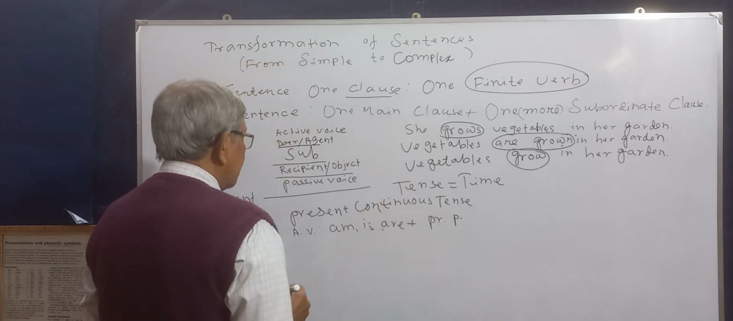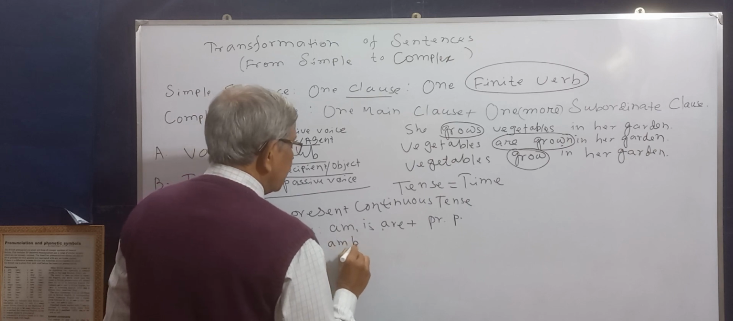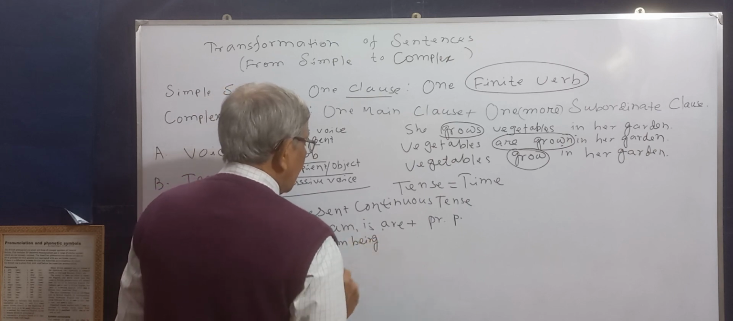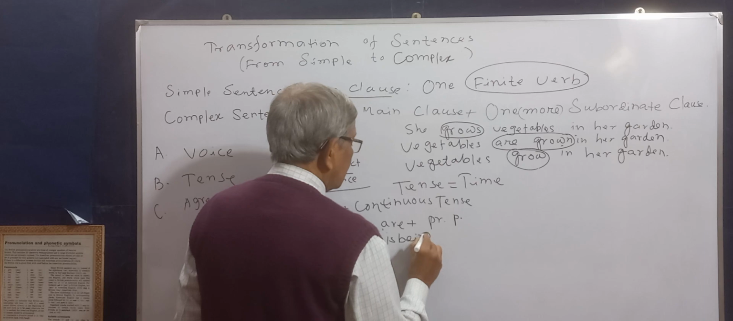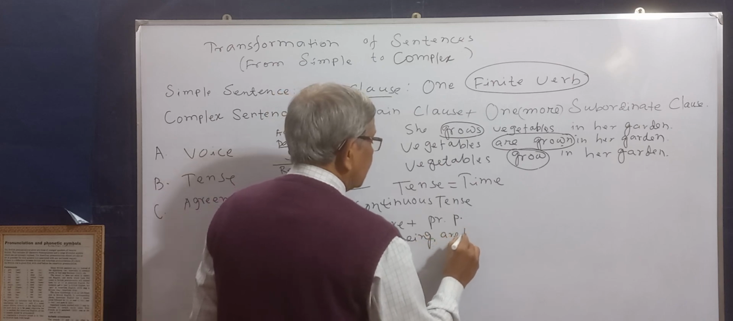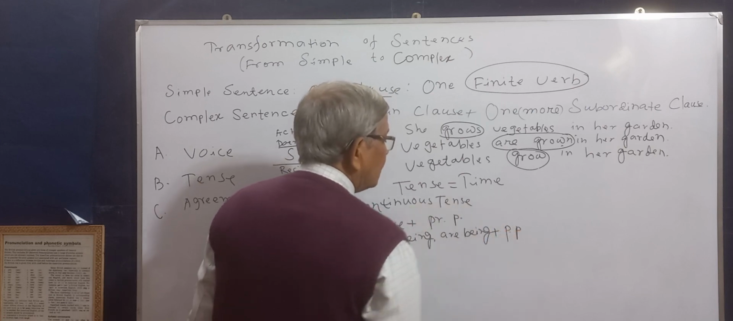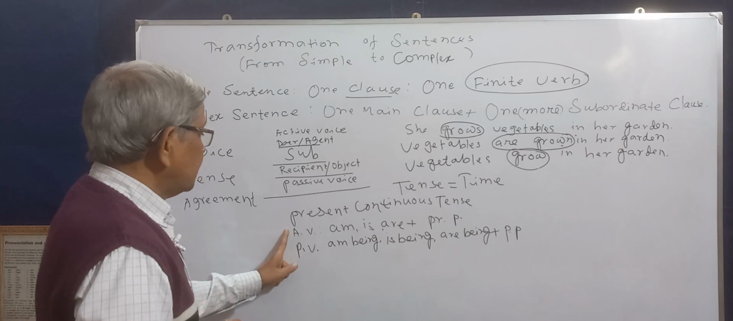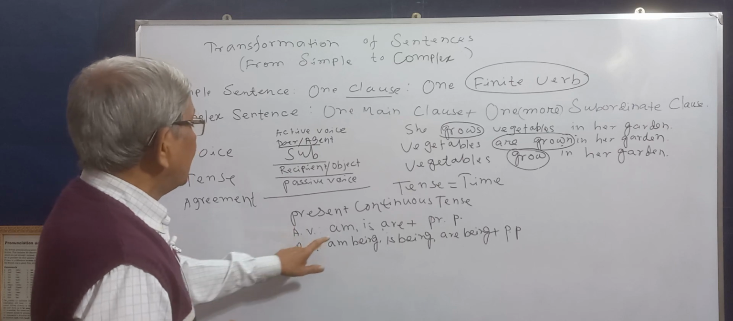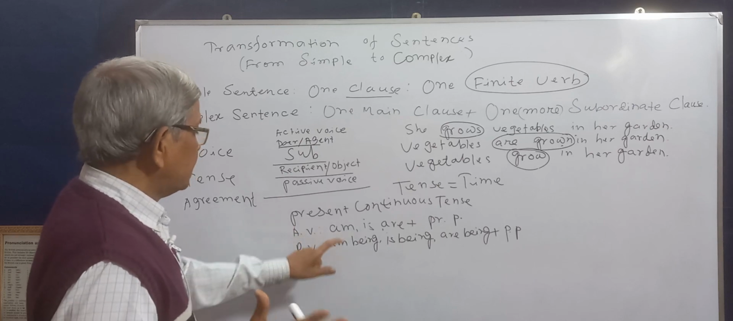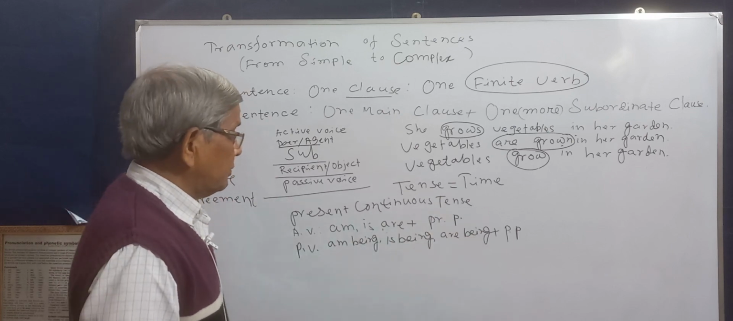Am is a present participle. And in the passive voice, we have to add being. Am being, is being, and are being, plus the past participle of the principal verb. These are the different forms of the structures in the present continuous tense. In the active voice, we have am, is, are with the present participle. In the passive, we have am being, is being, are being with the past participle.